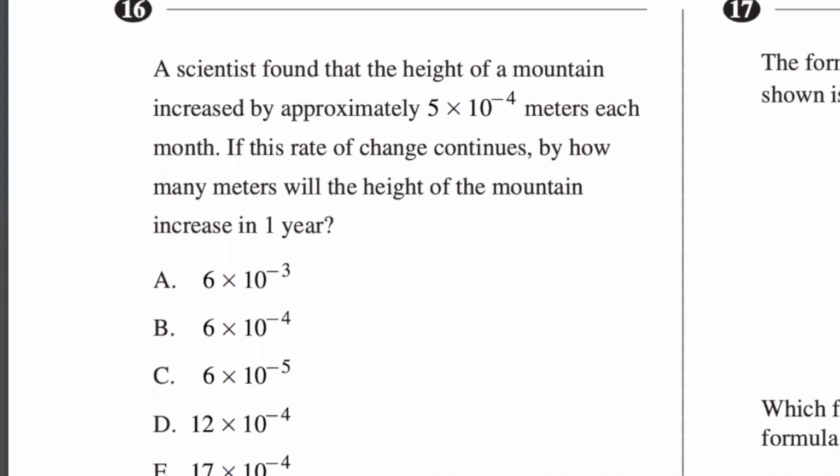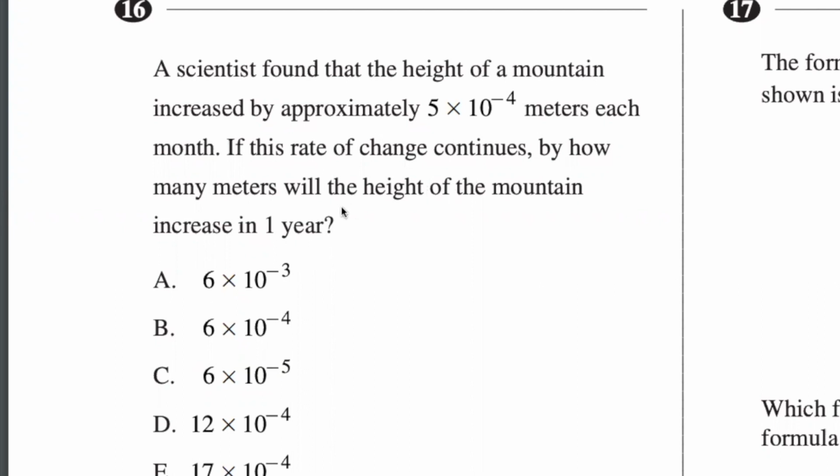Question 16. A scientist found that the height of a mountain increased by approximately 5 times 10 to the power negative 4 meters each month. If this rate of change continues, by how many meters will the height of the mountain increase in 1 year? As you see, this is a question about scientific notation.